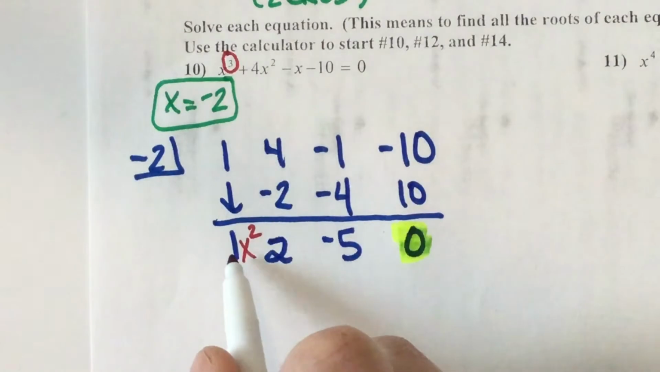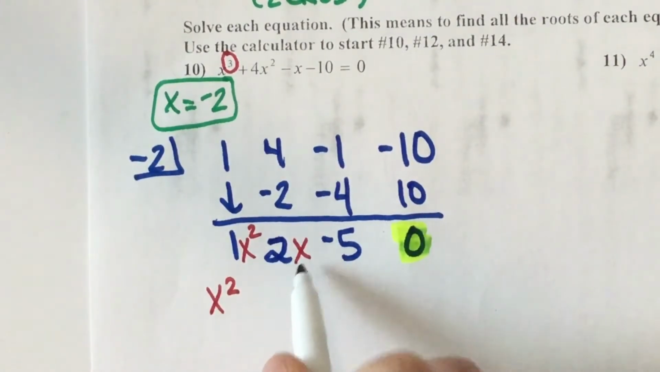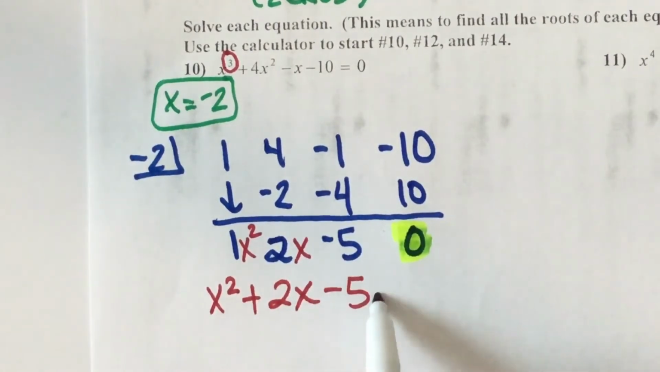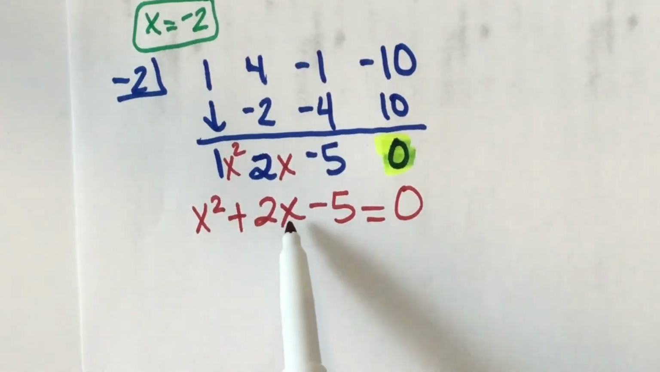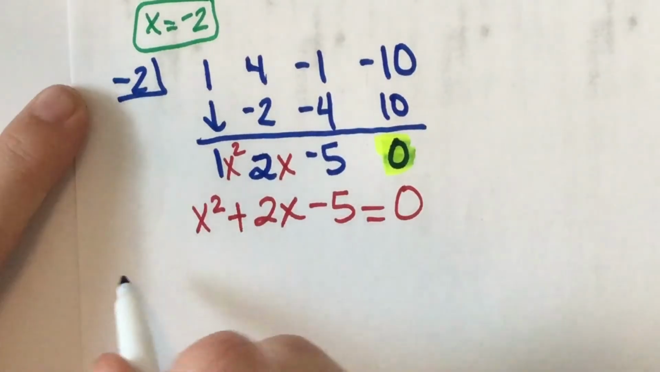All right, so I've got 1 x squared, or just x squared. Then the 2 is in front of the x, so plus 2x. The -5 is the constant. So I'm going to set this equal to 0 and solve. Now, unfortunately, because there's an x, it's quadratic formula time.